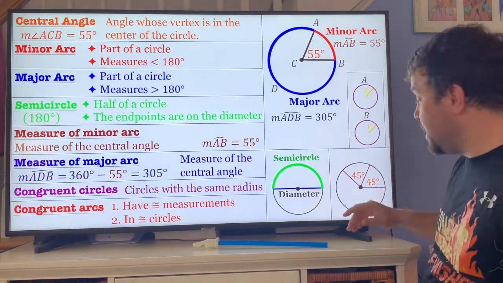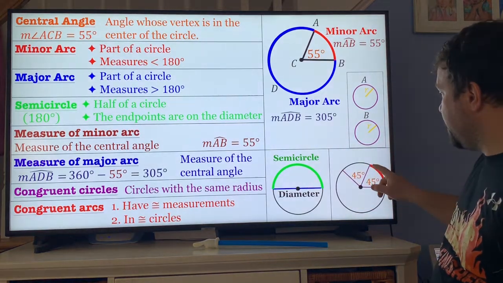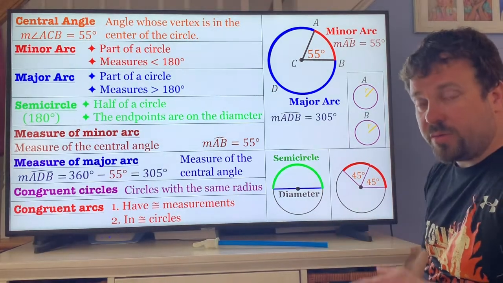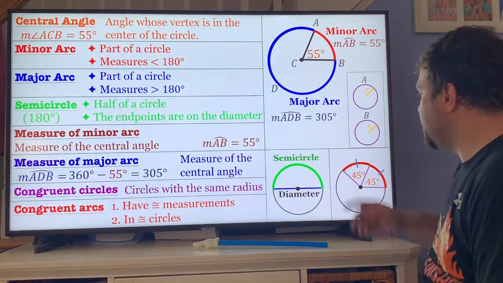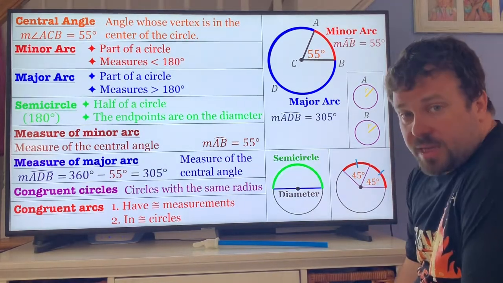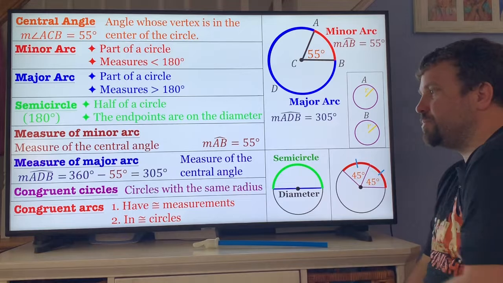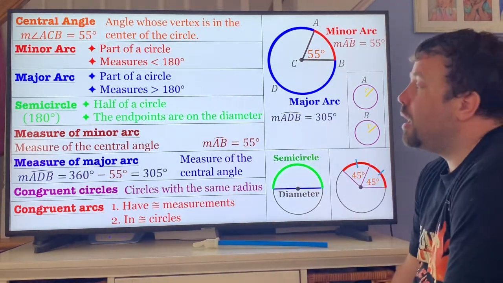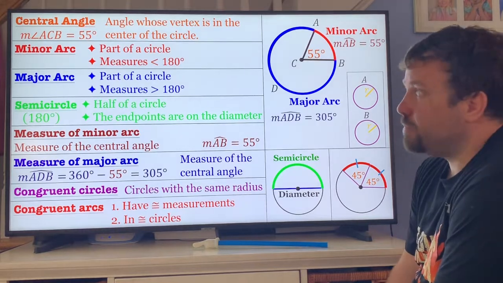Congruent circle, because it's the same circle, so that means that this arc right here is congruent to that arc right there. And how do we show arcs are congruent? We should draw the line. The same congruent line we used for side lengths, we use for arcs. All right? So that's all the words you're going to need to know. I know it's a lot of words, but hopefully you're good.